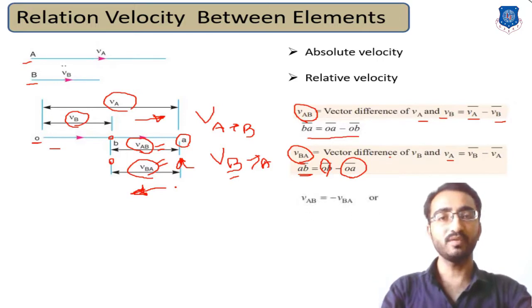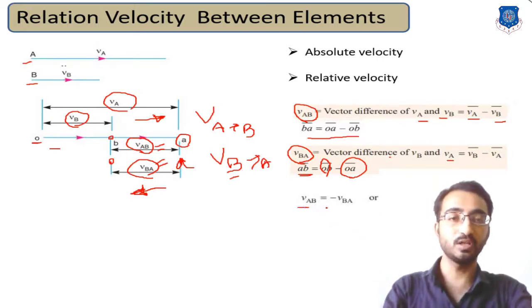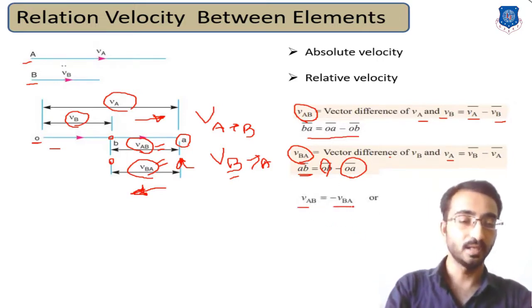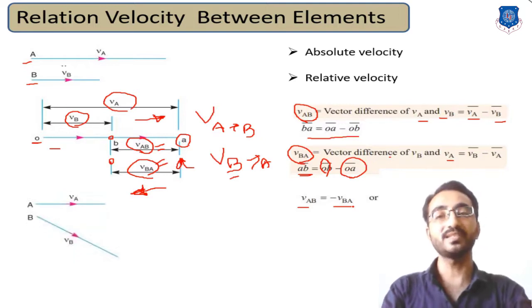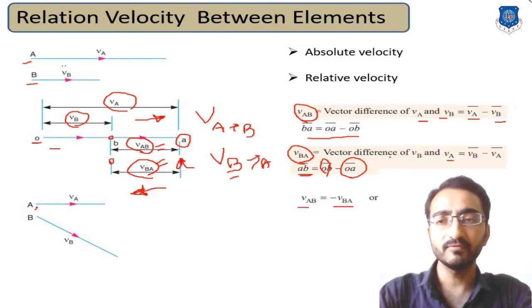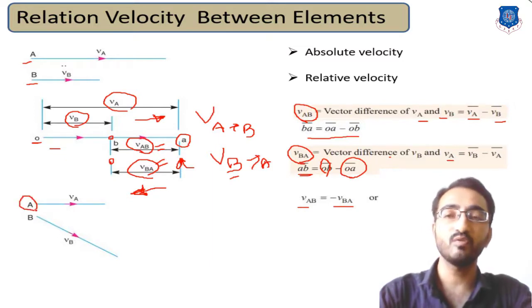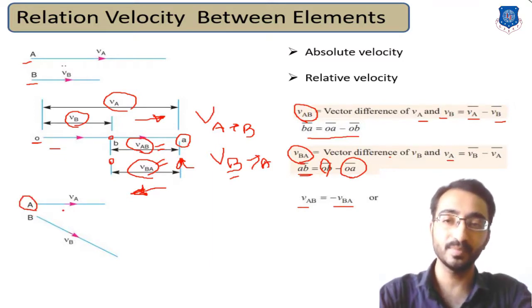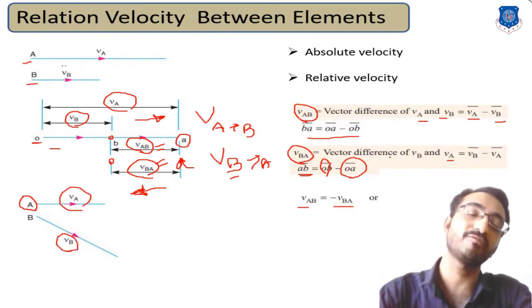Okay, so in this way we can say that VA is equal to minus of BA, because the magnitude will be the same, only the direction is changing. Now let's consider a particle which is having an inclined, or different, direction. For example, A is moving in this direction and B is moving in some different direction.